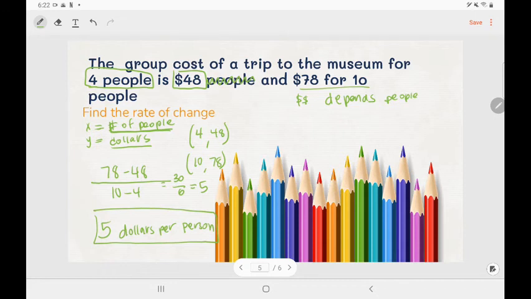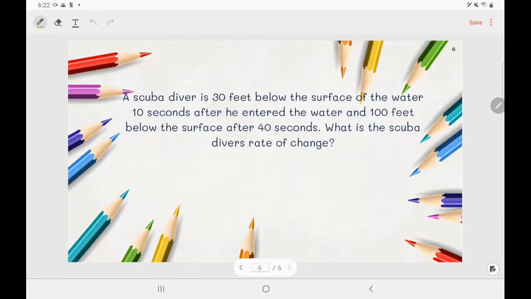All right. Last example. A scuba diver is 30 feet below the surface of the water after 10 seconds after he entered the water, and 100 feet below the surface after 40 seconds. What is the scuba diver's rate of change?